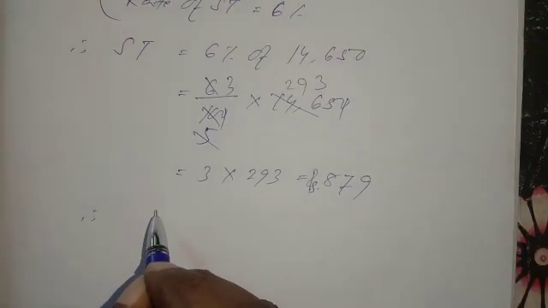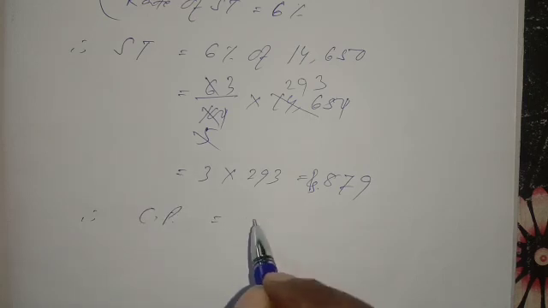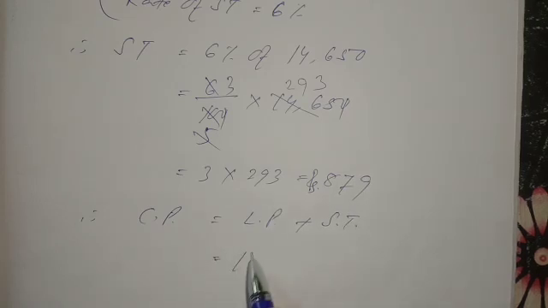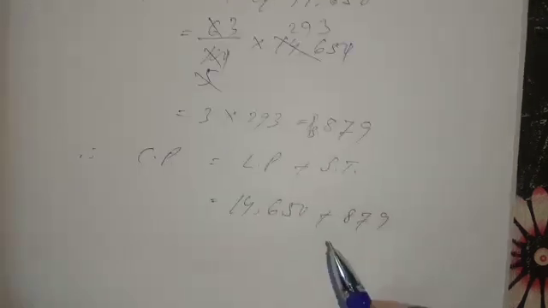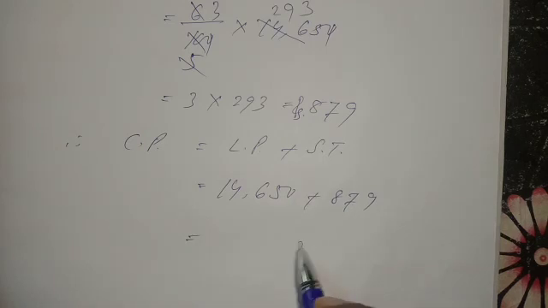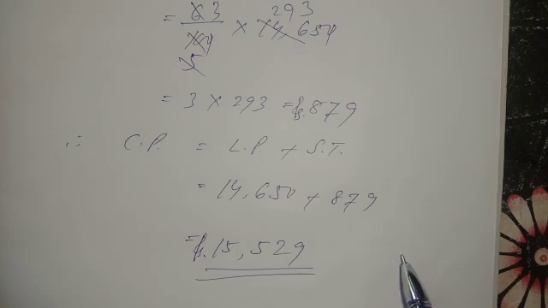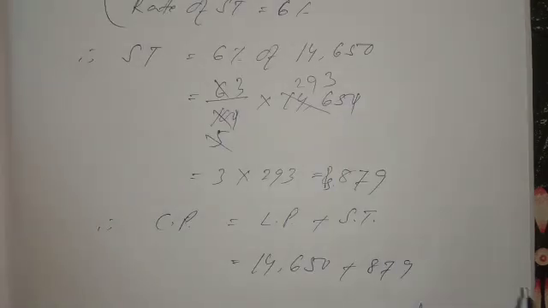Therefore, the cost price of the refrigerator will be list price plus sale tax. The list price, means basic price, 14,650 plus 879. Just add, how much is coming? 15,529 is the total cost price, including sale tax. Means the customer will pay 15,529.